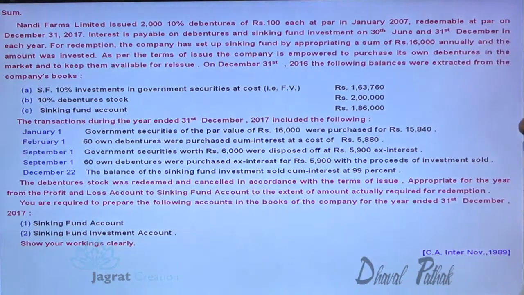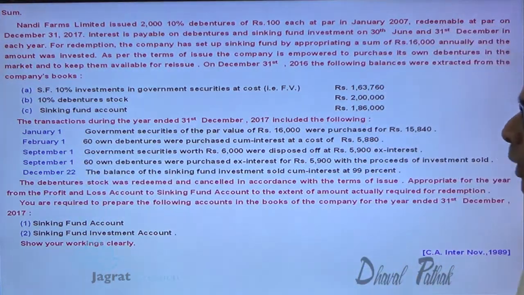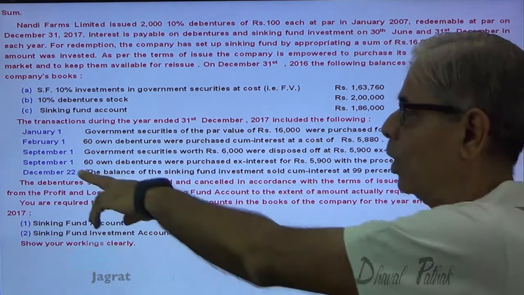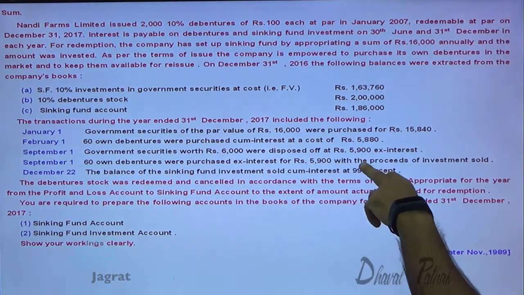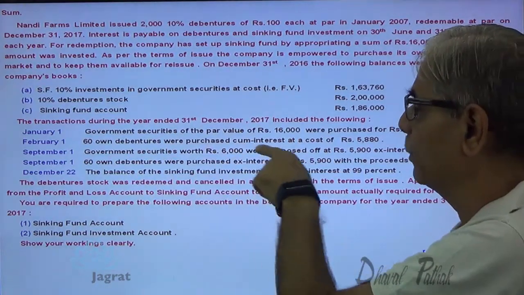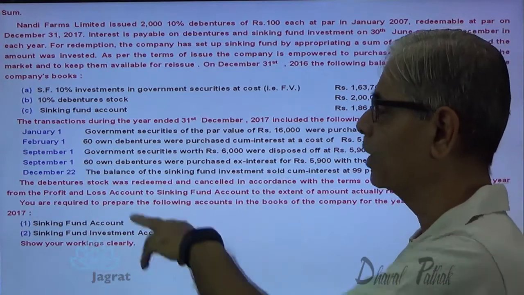February 1st, 60 own debentures were purchased cum interest at a cost of 5,880. September 1st, government securities for 6,000 were disposed of, 5,900 ex interest. On 1st of September, 60 own debentures were purchased ex interest for 5,900 with the proceeds from the investment sold. So whatever the proceeds of investments sold, the own debentures are purchased. That's an important point to be kept in mind.